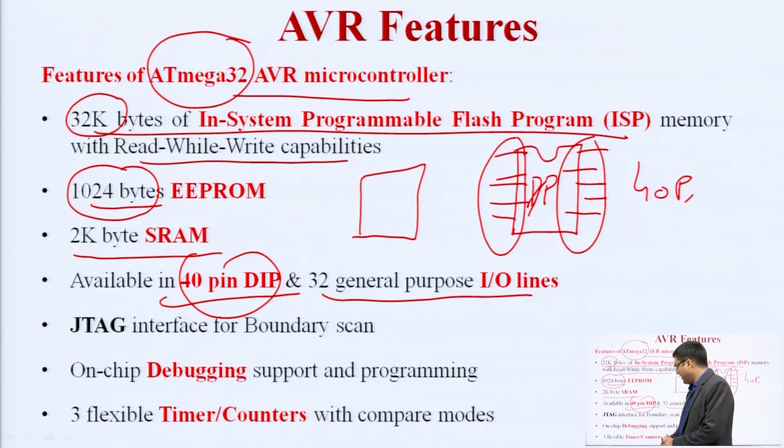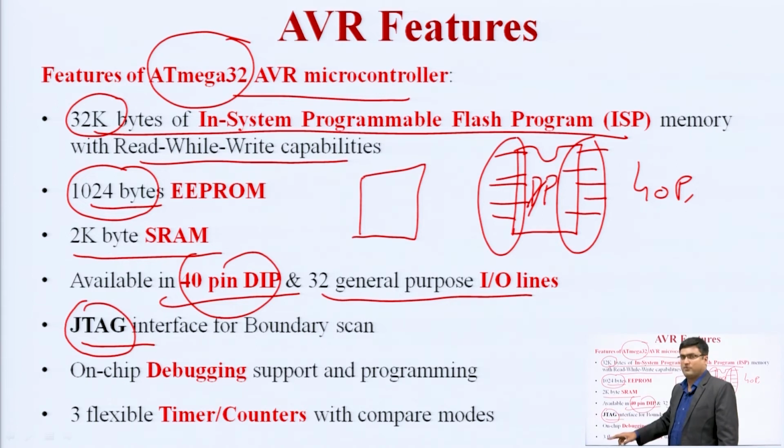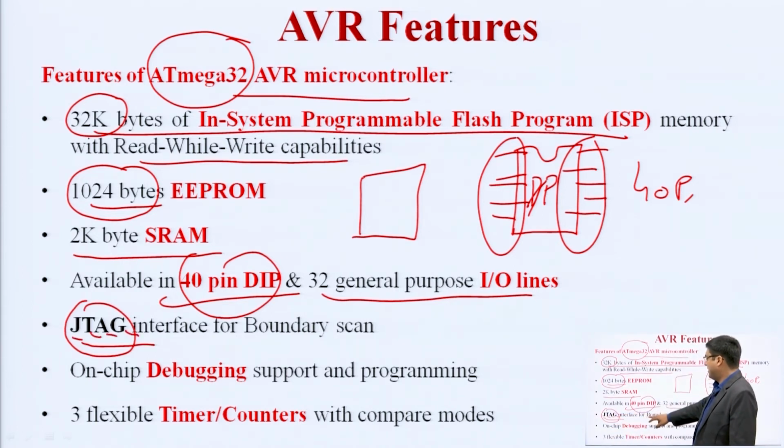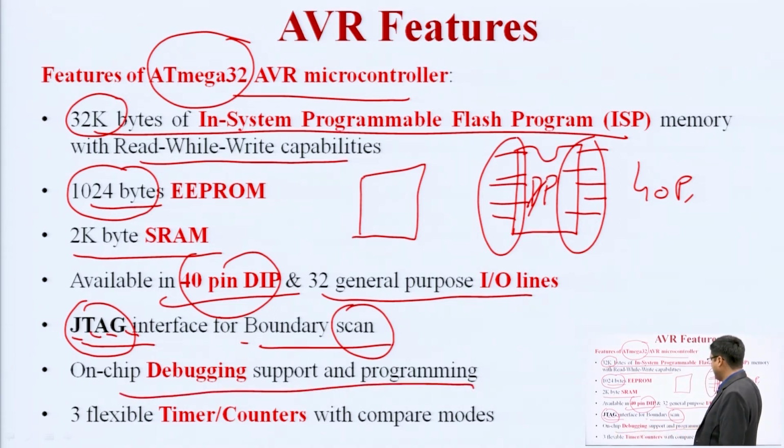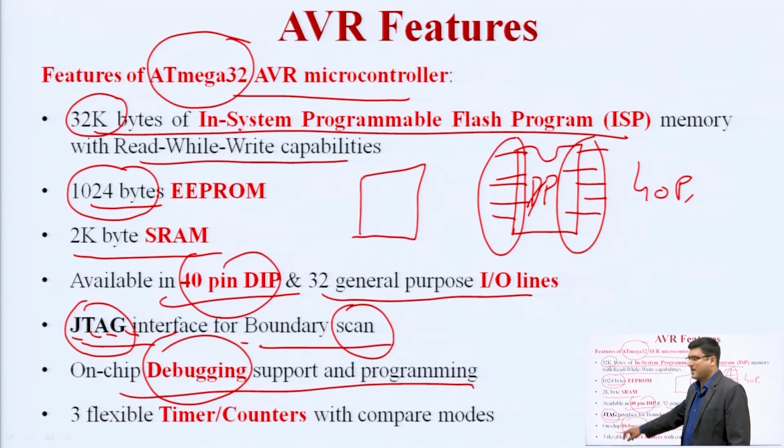It has a JTAG interface. JTAG is basically Joint Test Action Group. If we are going to test a circuit, if we are going to verify the circuit, we have to use JTAG. This is for boundary scan, that is, for testing and verifying the circuit. It has on-chip debugging support. Debugging means that if there are any bugs or errors in our system, they can be fixed by the debugging support.